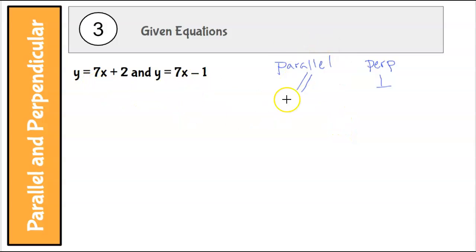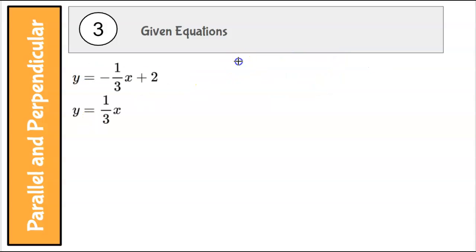Are these two parallel or are they perpendicular? And again, alarm bells go off. I'm asking a question about parallel or perpendicular. That means I need to look at the slope. Can I tell what the slope is here? I can. It's y equals and y equals, so that means the coefficient of x is the slope. They both have a slope of 7, so that means these are also parallel.